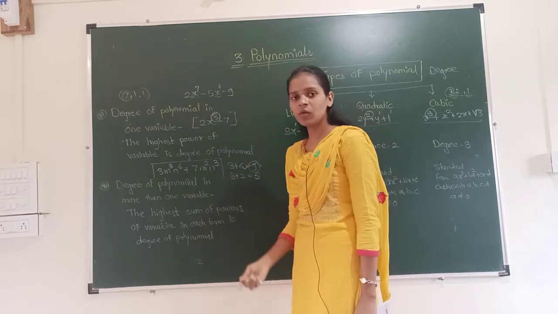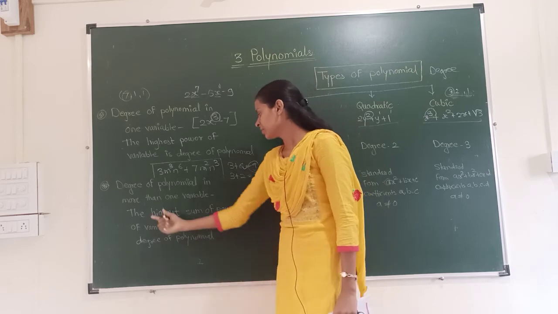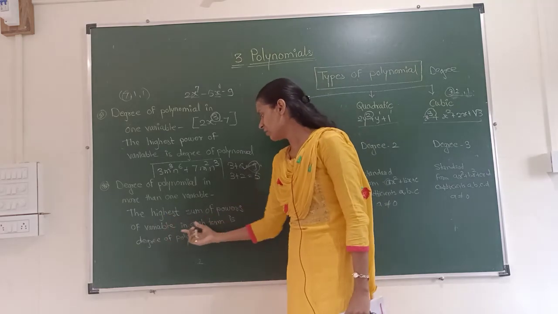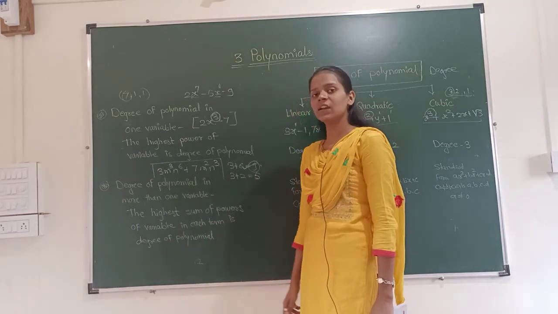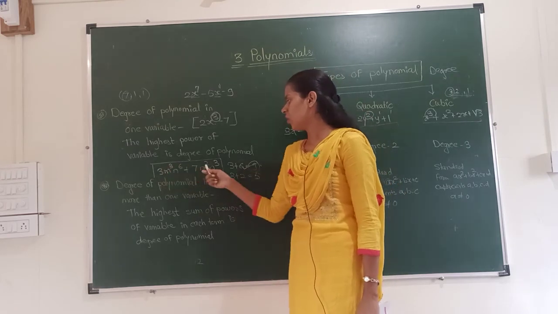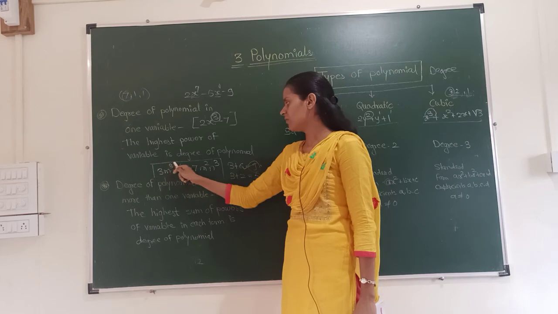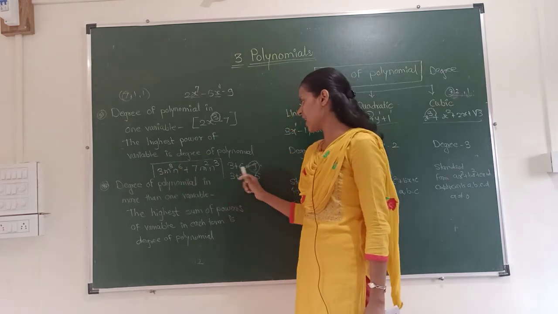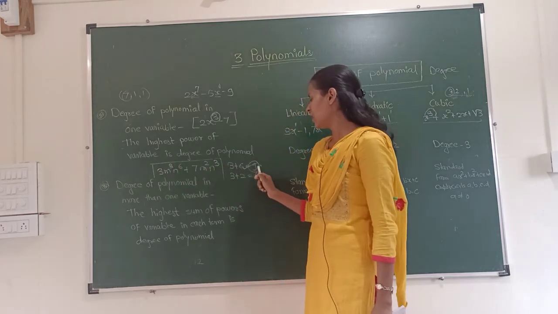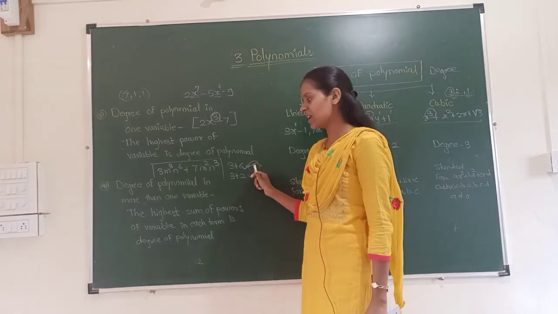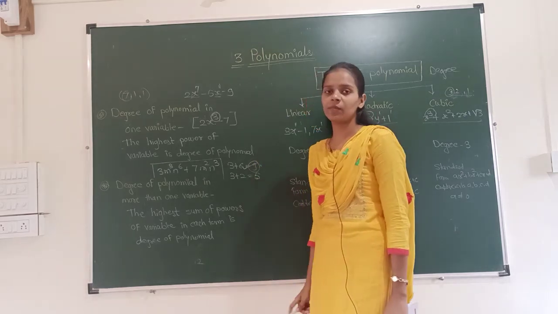But if there are more than one variables, then the highest sum of powers of variables of each term is the degree of polynomial. We have to sum the powers for each term. For this term, we will sum the powers. 3 plus 6 is 9 and 3 plus 2 is 5. So, the highest sum is 9. Therefore, 9 is the degree of the polynomial.